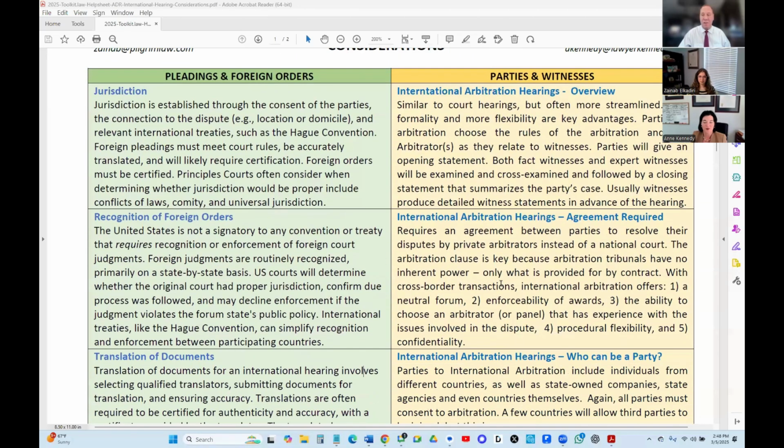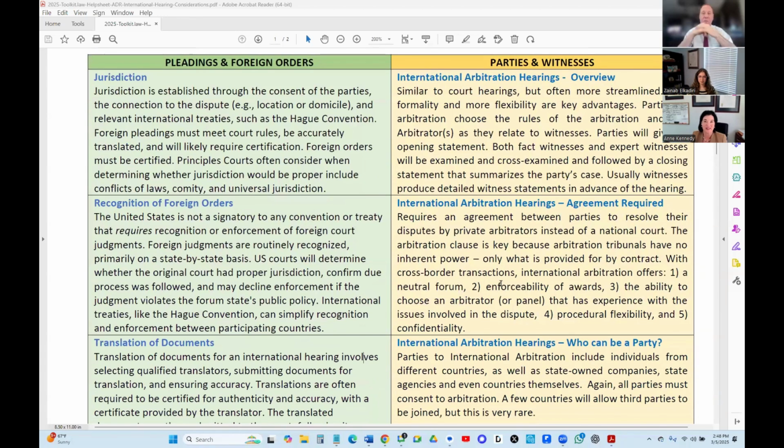Fantastic. Now I see that column was called pleadings and foreign orders. And as we continue, you had some thoughts regarding parties and witnesses in ADR proceedings. Go ahead. Basically, one of the things to give an overview, that's fundamental to an international arbitration, is that it has to be done by agreement, right? You're not going to be a party to an international arbitration without an agreement to be a party to that. So really, in an overview, the first question I always have is, well, why are people willing to do this?